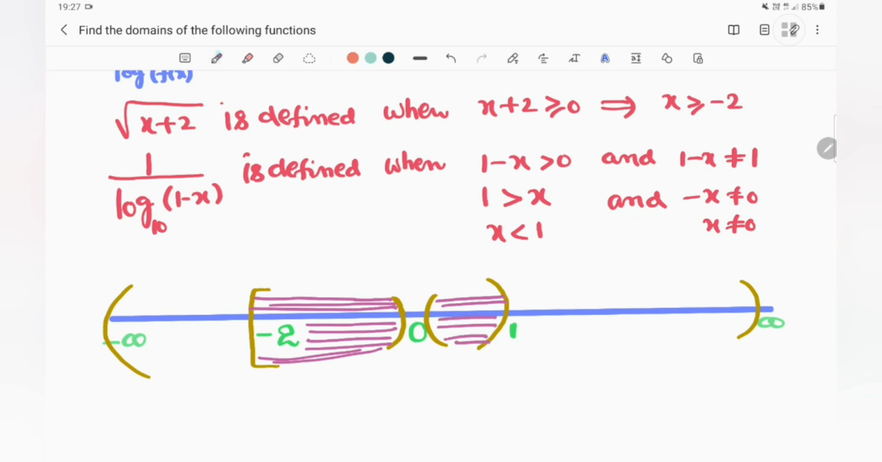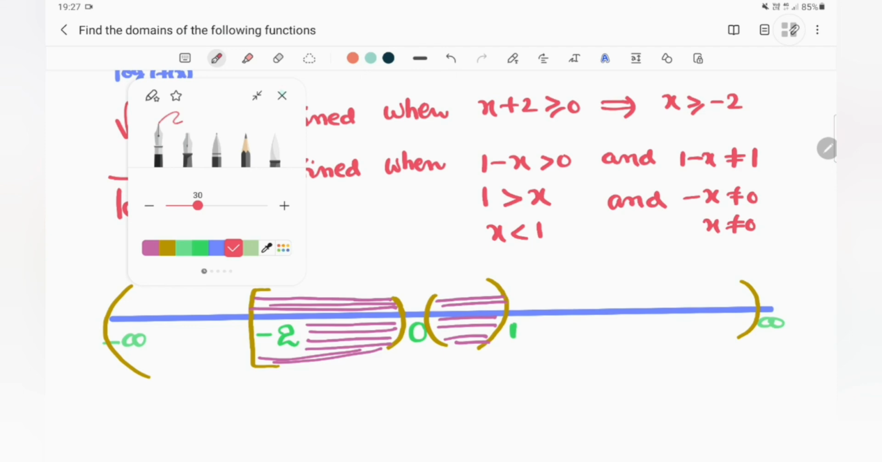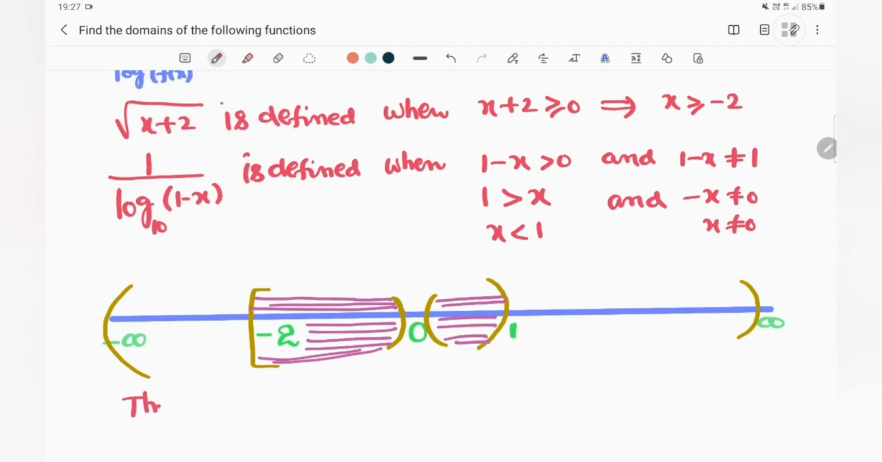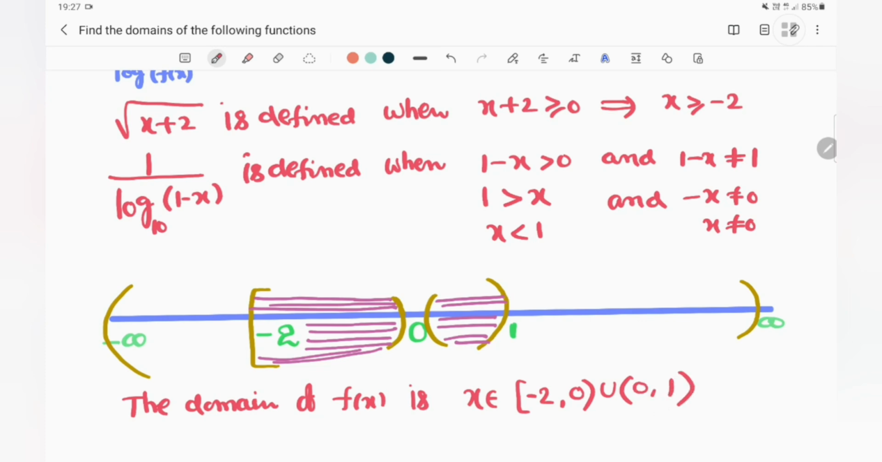So, we will give the conclusion as the domain of given function. The domain of given function f of x is, so x belongs to closed minus 2 open 0 union open 0 to open 1. This is the way, this is the answer for the given function. This is the domain. We will move to the next question.